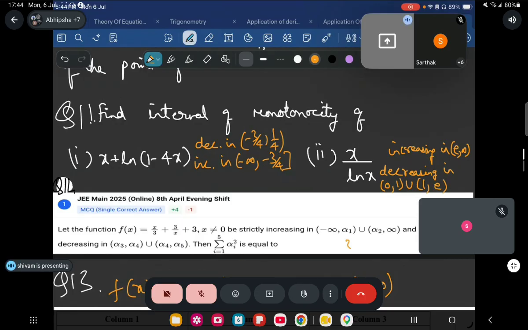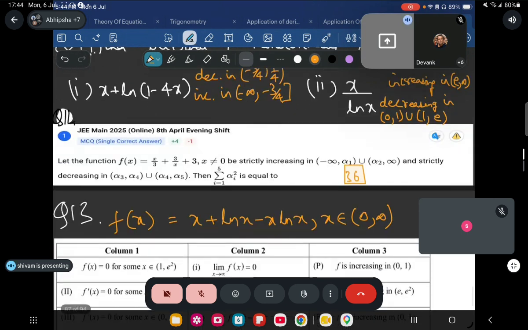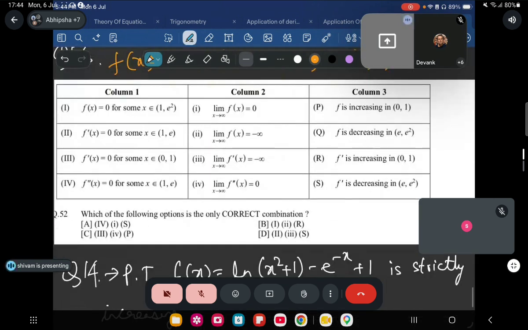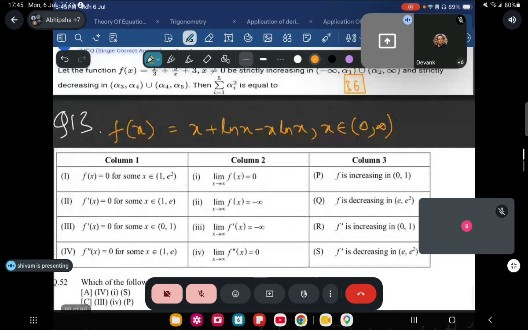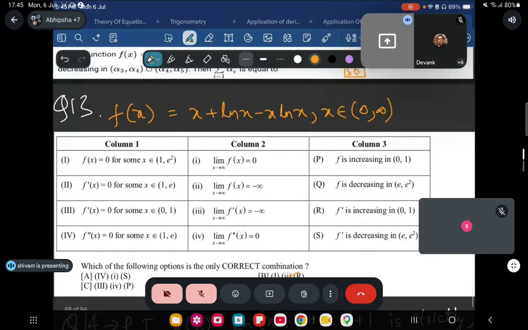Next one. This answer is 36. Anyone having any doubt? Tell me. Okay, next one, number five. Number five, the answer is option D. Anyone having any doubt? Five is option D. This came in JEE Advanced. I don't remember the year. It came in Advanced.